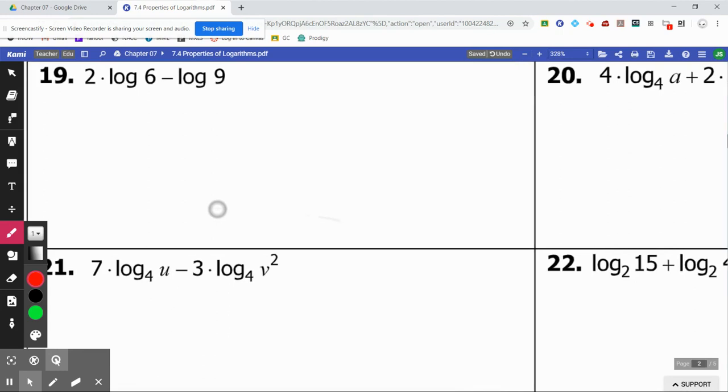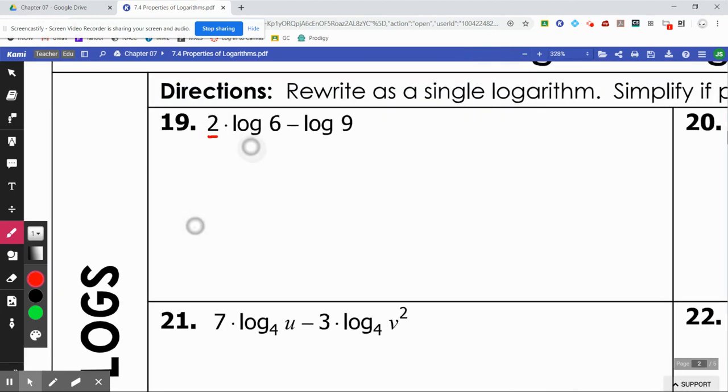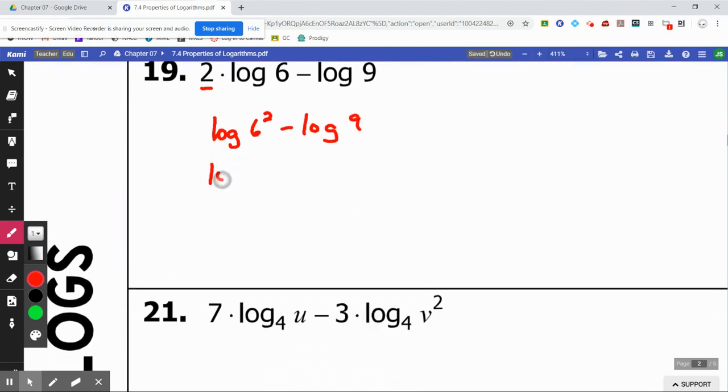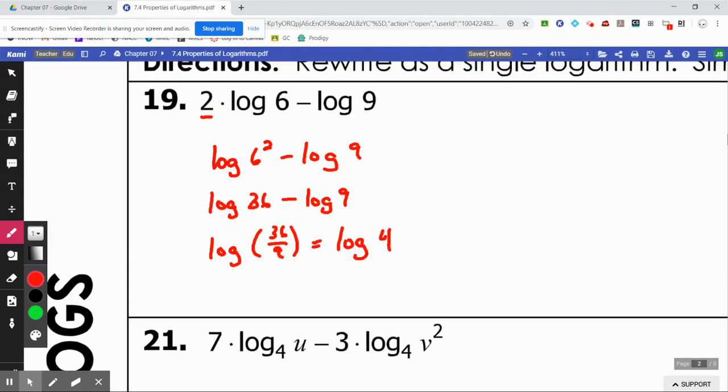So let's see if we can remember all of our rules, all 3 of our rules now. Anytime there's a number out front, it can be brought up to an exponent. So we can write this as log of 6 to the 2nd minus the log of 9, and 6 to the 2nd can be a 36. So you have log of 36 minus the log of 9. Now your quotient rule says that if you have 2 logs being subtracted, you can rewrite it with division. So this whole thing cleans up to log of 4.